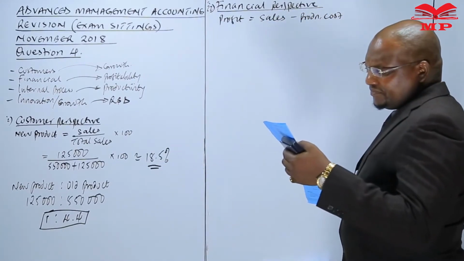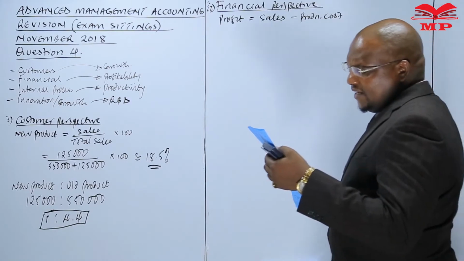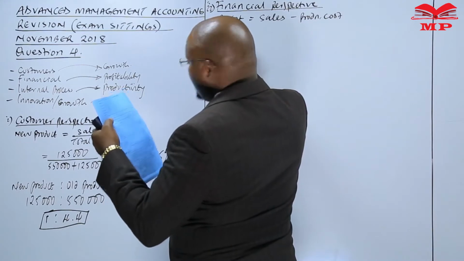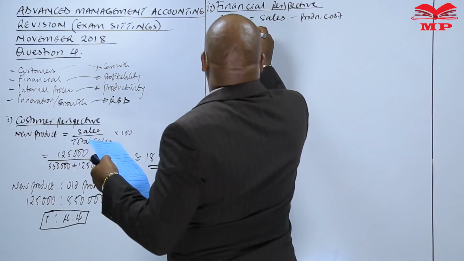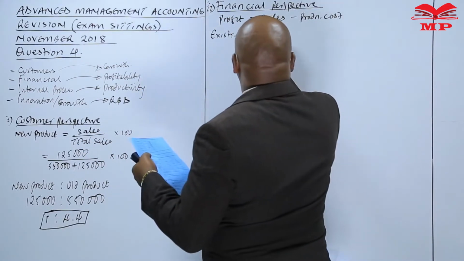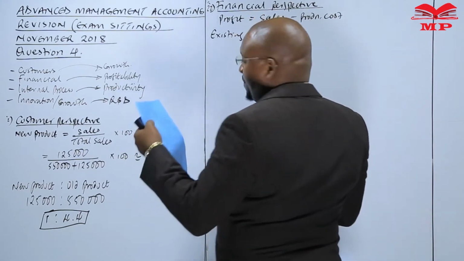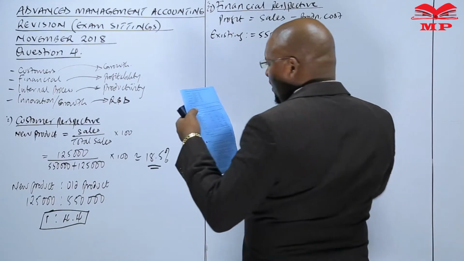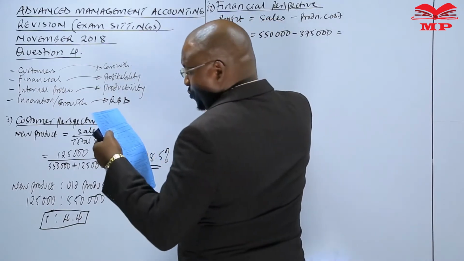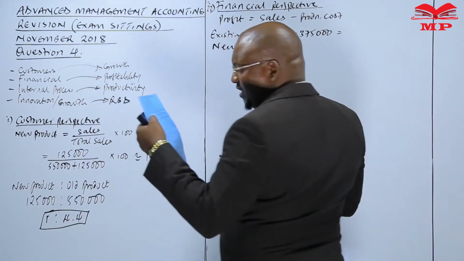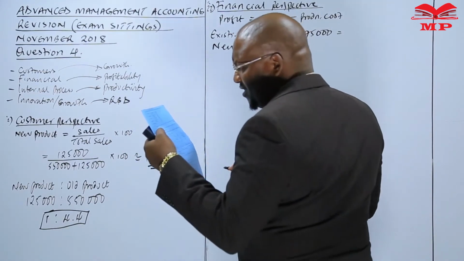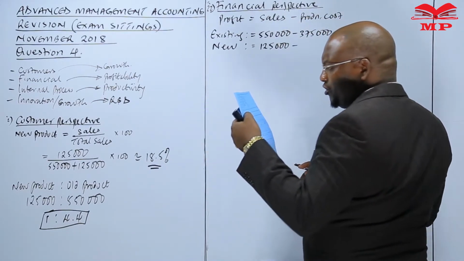So we can do in total and in existing. You can start with which one is given there first, existing. So let's say existing. The sales for the existing is 550 and the production cost is actually 375. The sales for new is 125 and the production cost for the new is 70,000.